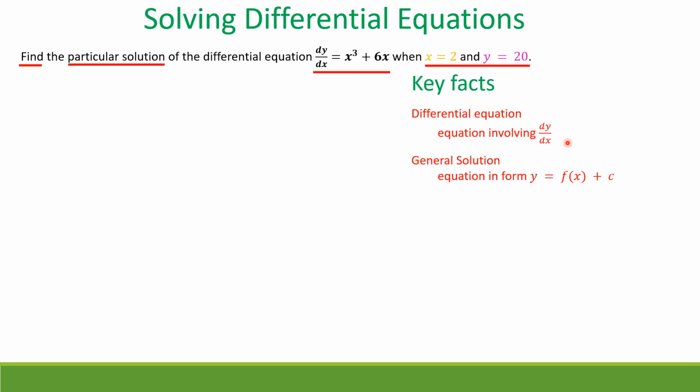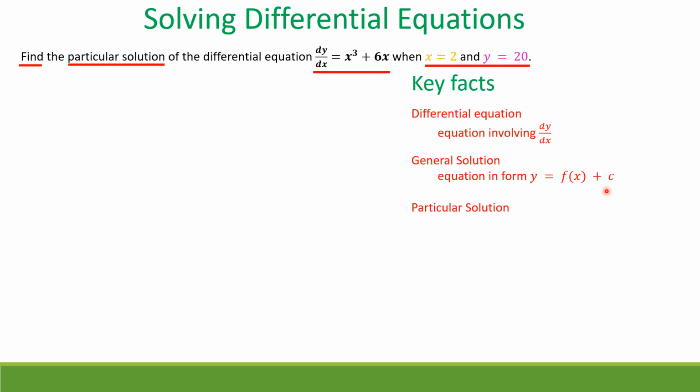Now your general solution is your answer. So you've got to find an equation in the form y equals some function of x plus c. And this could be any graph at any different level. Any different value of c could be on the end of it, so it could have multiple different answers for this graph.